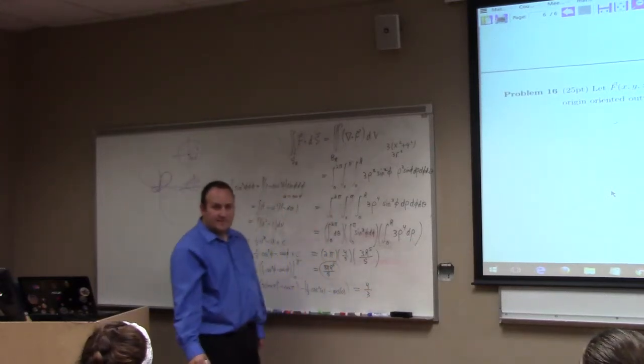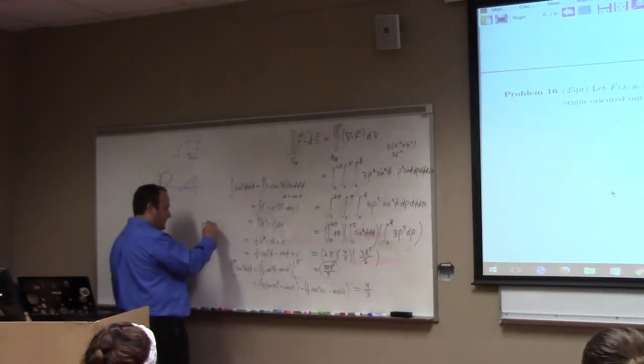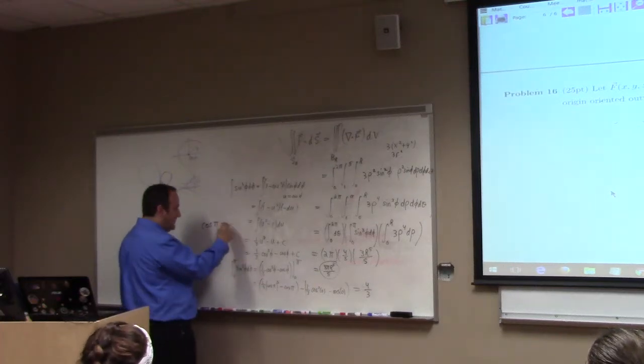Because contrary to the opinion of many of you, cosine of pi is not equal to 0. Cosine of pi is -1, I assure you.